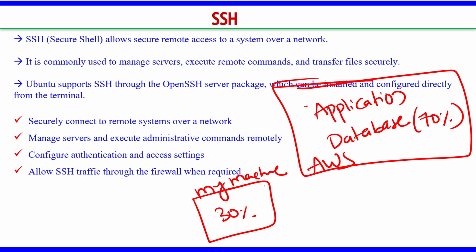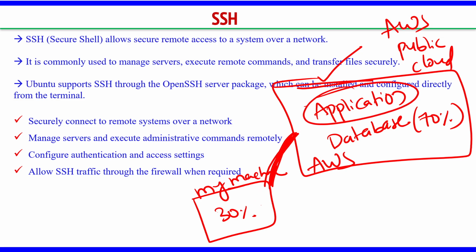So there is a necessity to have a connection between these two, because this is a public one. AWS is a public cloud platform, available everywhere to everyone. Yours is a private system. If you want to execute this application, build it, test it or do some processing, there should be a connection between these two, and that is possible using SSH.